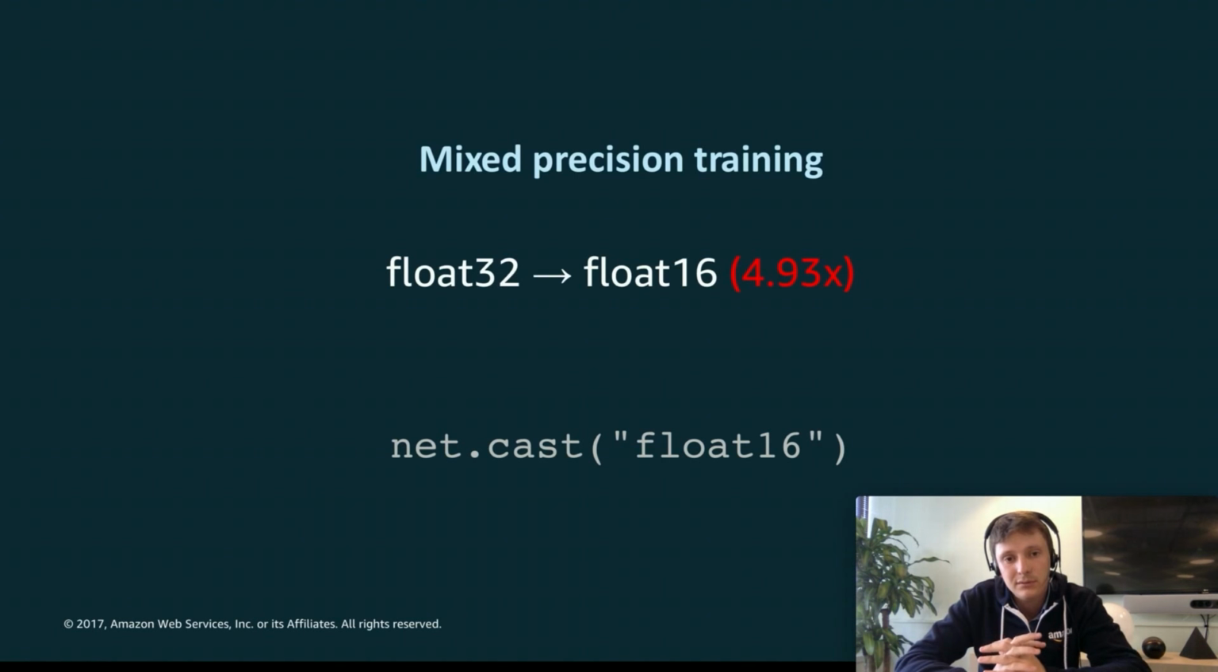Final tweak that we've done, we moved from float 32 to float 16. That was again a massive performance boost. We got almost twice faster than the previous training. And it's really as simple as doing net.cast float 16. And we didn't see a big loss of accuracy. So try it with your use case, see if that works for you, but that could be a very good way to make your training a lot faster.